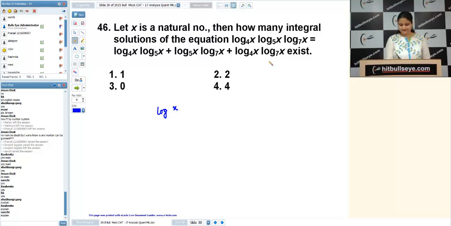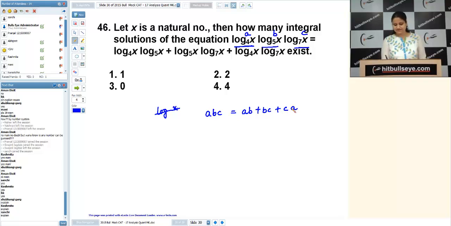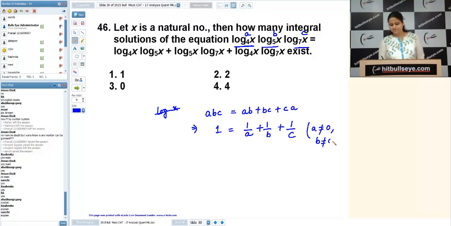This is log x base 4 and so on up to. I'm replacing this by A, this by B and this by C. So what I'm getting, this is ABC is equal to AB plus BC plus CA. So 1 will be equal to 1 upon A plus 1 upon B plus 1 upon C. We can do that if we are considering that A is not equal to 0, B is not equal to 0 and C is not equal to 0. Then only we can write this, because in denominator, there should not be any 0.